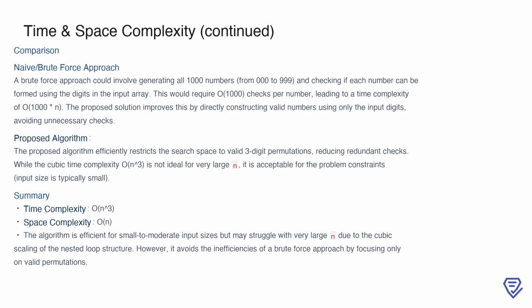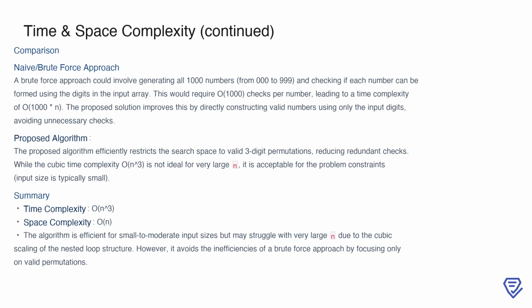When comparing this solution to a naive brute force approach, the improvements become clear. A brute force method might involve generating all 1000 numbers from 000 to 999 and checking whether each number can be formed using the input digits. This would involve O(1000) checks for each number, leading to a time complexity of O(1000 * n), which is significantly less efficient. In contrast, the proposed algorithm narrows the search space by directly constructing valid 3-digit numbers using the input digits, bypassing unnecessary checks.